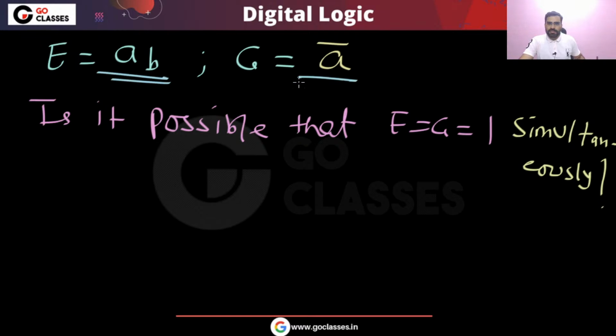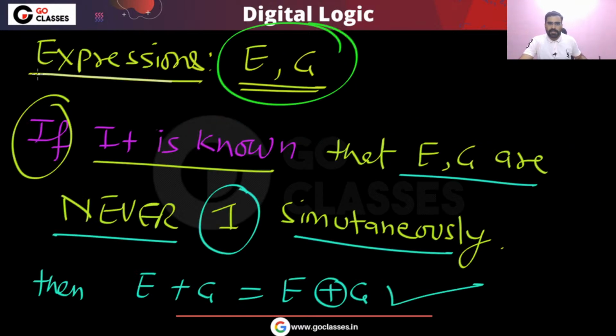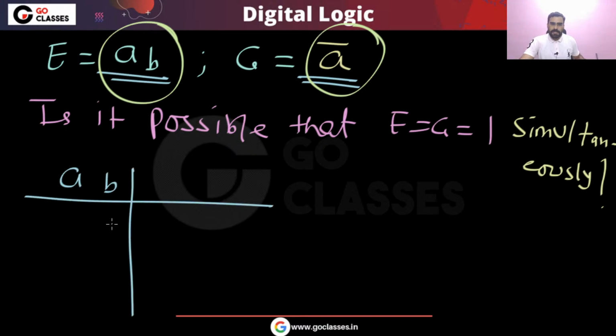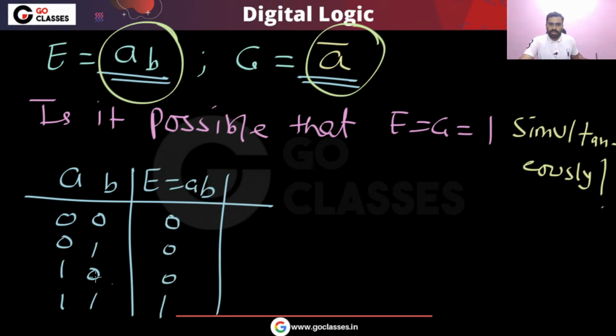I am giving you two expressions. I am saying these two expressions can never be one simultaneously, because G equal to 1 when A equal to 0. So you can very easily check that you cannot make both of them one simultaneously. Yes or no? This AB and A bar can never be one simultaneously. If you notice, this is AB: 00, 01, 10, 11. This is your expression AB, and AB is 0 0 0 1. G is A bar, so that is 1 1 0 0.